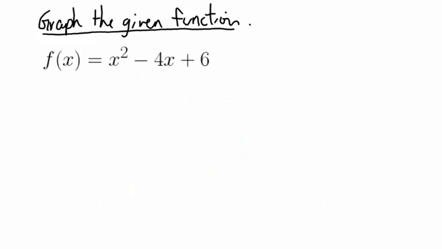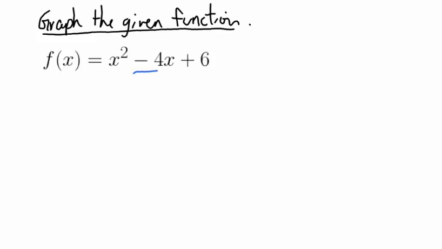So what if we want to graph this function, x² - 4x + 6? Well, we've seen the completing the square technique. That's going to get us into vertex form. And if we have vertex form, it's fairly easy for us to graph the function.